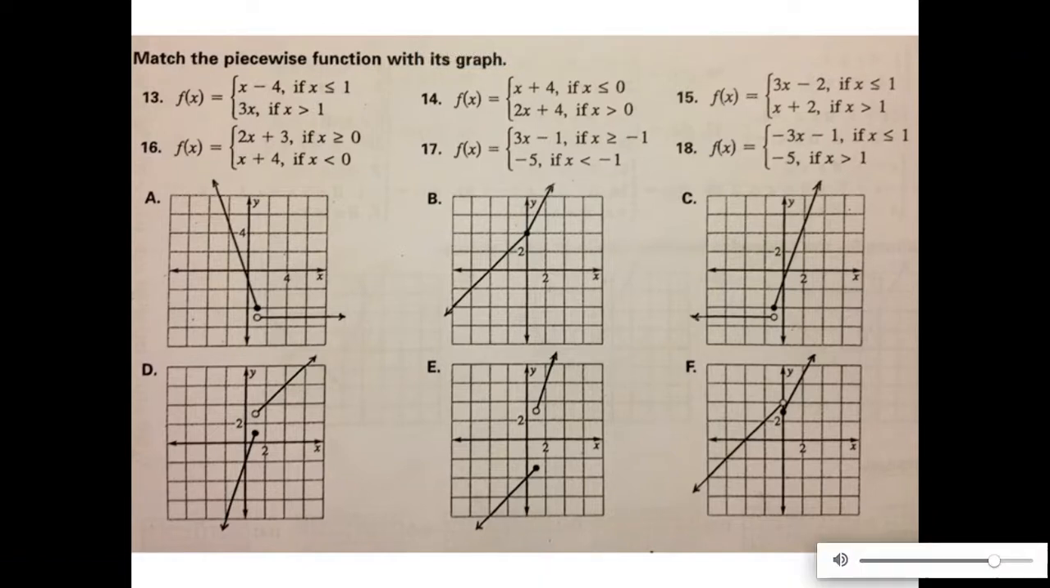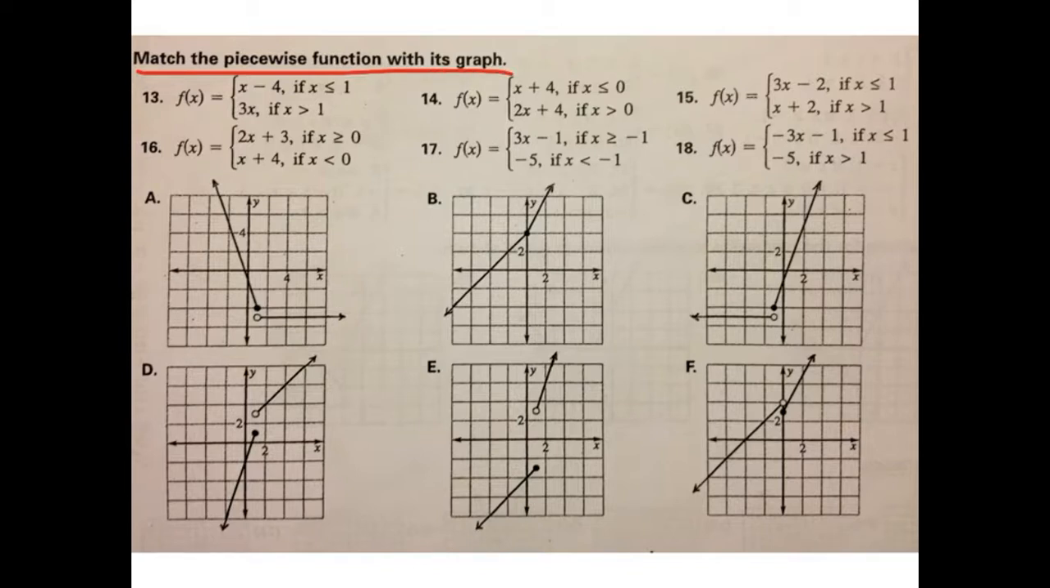Numbers 13 through 18, I'm told to match the piecewise function with its graph. I'm going to first analyze number 13 and try to determine which of the following 6 graphs represents this piecewise function. I'm told that f of x is equal to x minus 4 for all those values where x is less than or equal to 1. And f of x is equal to 3x for all those values where x is greater than 1.